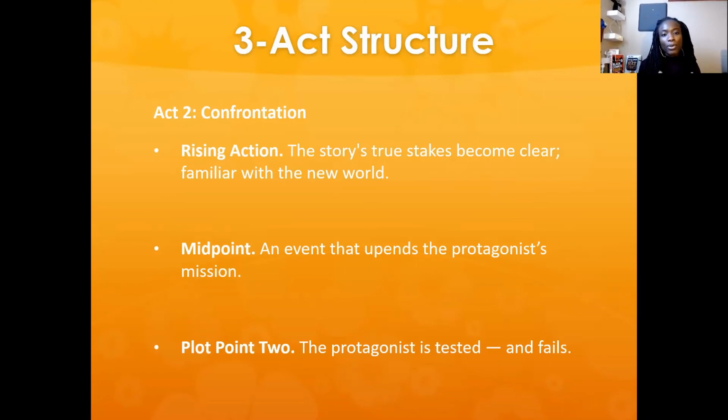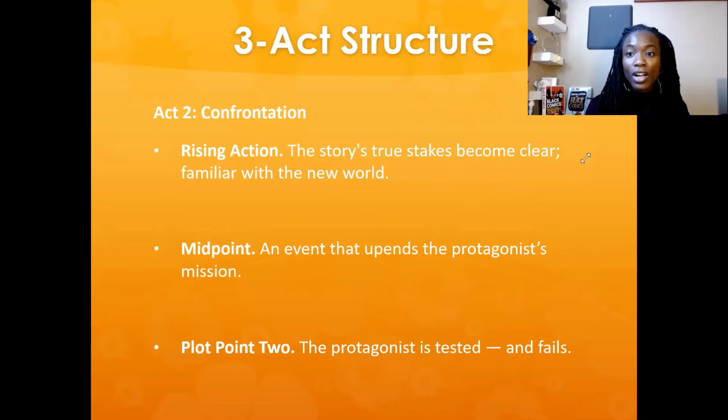So plot point 2 of the second act is the protagonist is tested in some way and fails, right? Think about the Black Panther movie, okay? T'Challa loses the fight the first time against Killmonger, right? So the protagonist is tested, and in Black Panther, T'Challa is thrown over the cliff. We think that he dies. We think that he failed. Okay, so that's a good example of an act 2 plot point 2, right? That would be recognizable as an example, right?